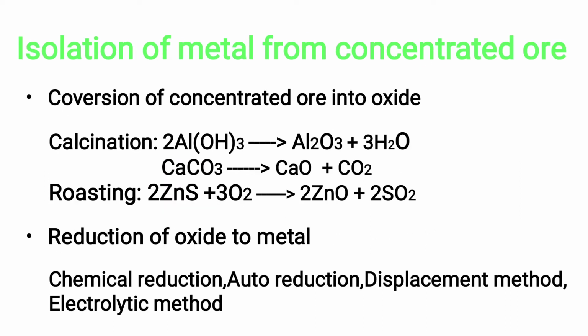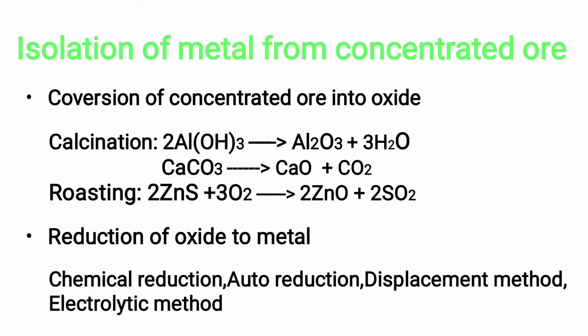After the concentration, the next step is the isolation of metal from the concentrated ore. It involves two steps: conversion of the concentrated ore into oxide, and reduction of the oxide thus obtained into the corresponding metal. The conversion of concentrated ore into its oxide is done by calcination and roasting. Calcination is commonly used for hydroxide and carbonate ores, and this process involves heating the ore below the fusion temperature in the absence of air in a reverberatory furnace.